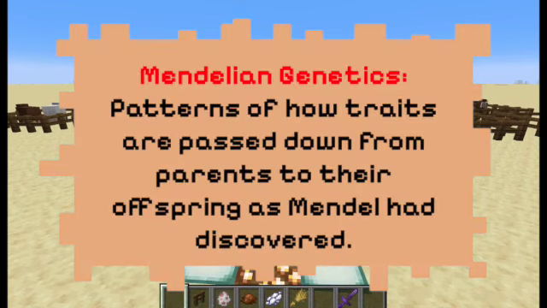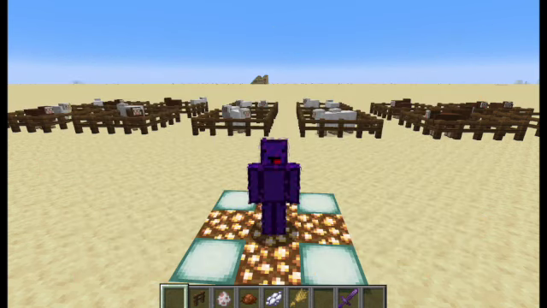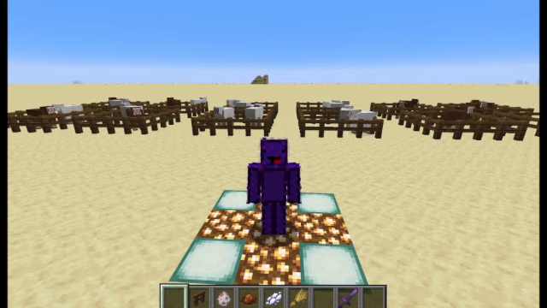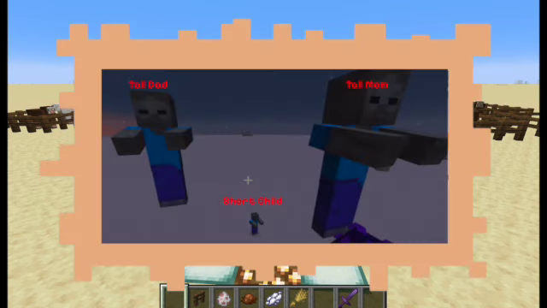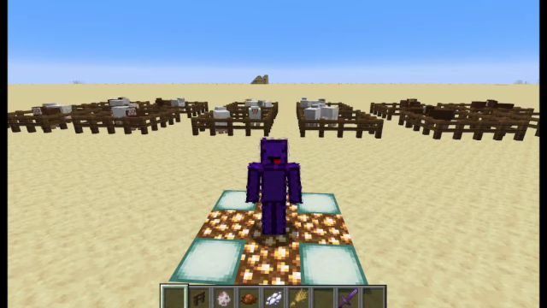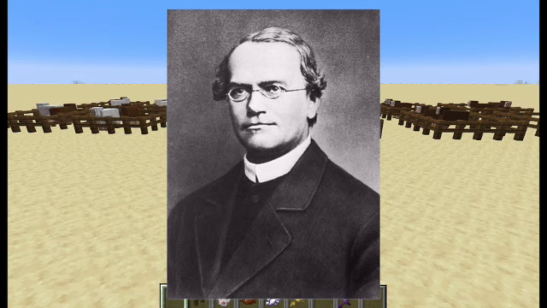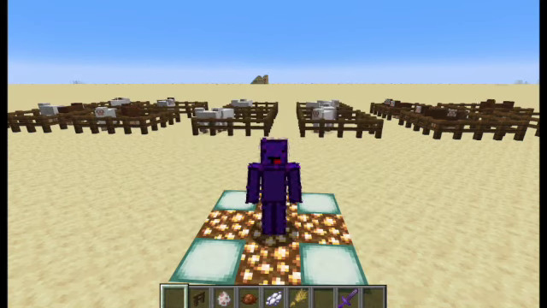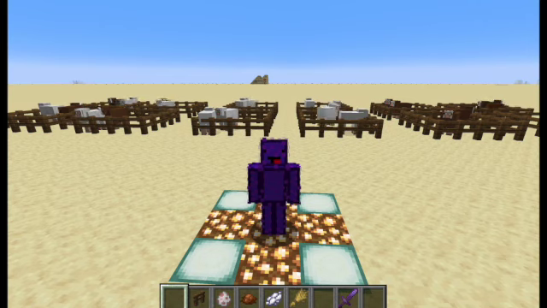Mendelian genetics refers to the pattern of how traits are passed down from parents to their offspring. Have you ever wondered why you can look so similar to your parents and yet so different? In the real world, parents who are both tall can have a child who is short. But how can this be? Well, it turns out there are rules that gene inheritance follows that can allow us to better understand and predict the passing of traits. In the 19th century, a scientist named Gregor Mendel observed the patterns of gene inheritance with pea plants, and today we're going to use Minecraft to try to understand his discoveries.